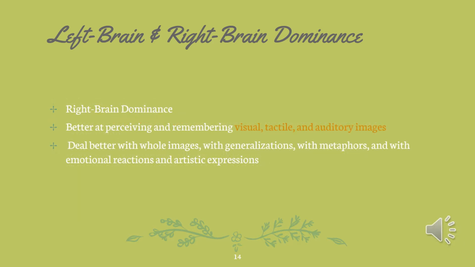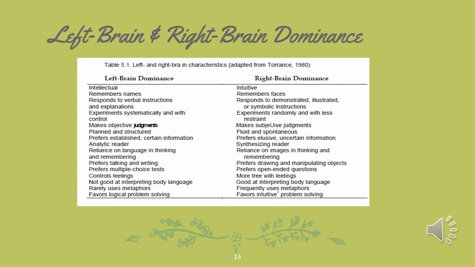A student with right brain dominance is better at perceiving and remembering visual, tactile, and auditory images. They also deal better with whole images, with generalization, with metaphor, and with emotional reaction and artistic expression. So this is an excerpt from the textbook, where Table 5.1 is showing us the left brain and right brain characteristics.